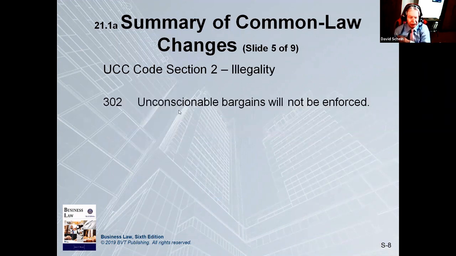Now, remember in contracts that you can challenge a contract on the basis of unconscionability, but it is not an absolute. UCC says because good faith is required, by definition, if the contract is unconscionable, good faith is probably not involved.